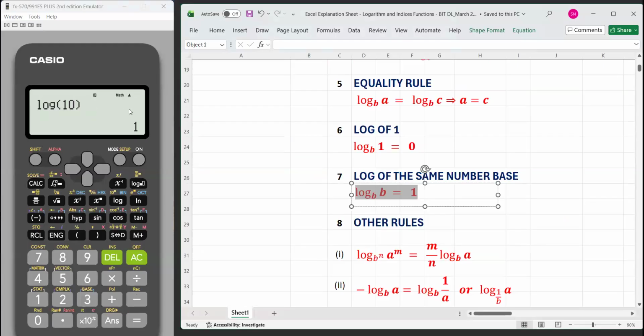So why is log 10 equal to 1? Because this is log 10 to base 10. Okay, so take note of some of these things that we have on the calculator.